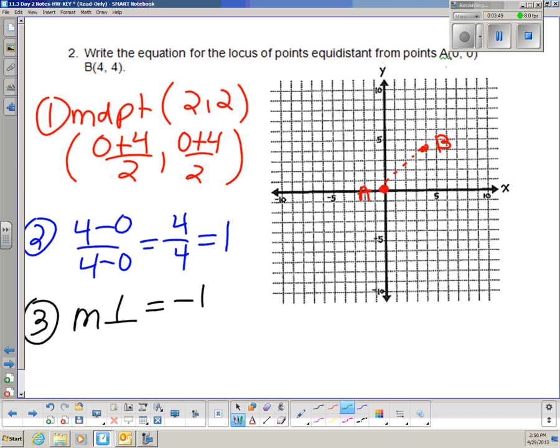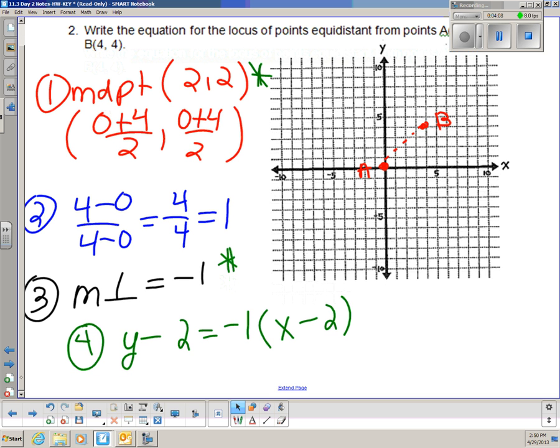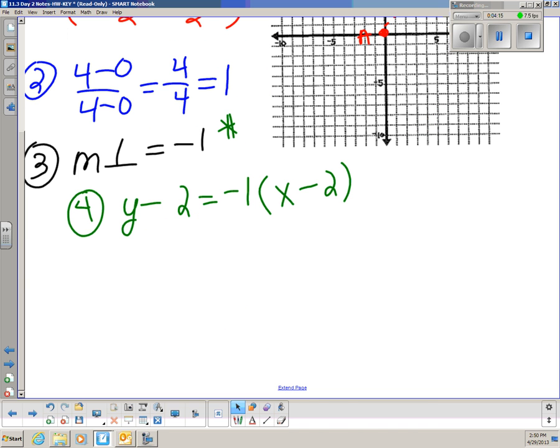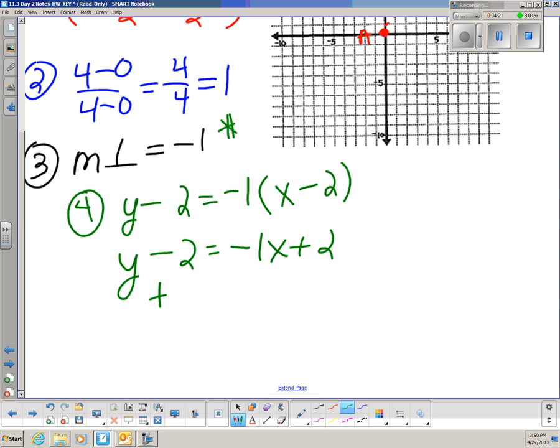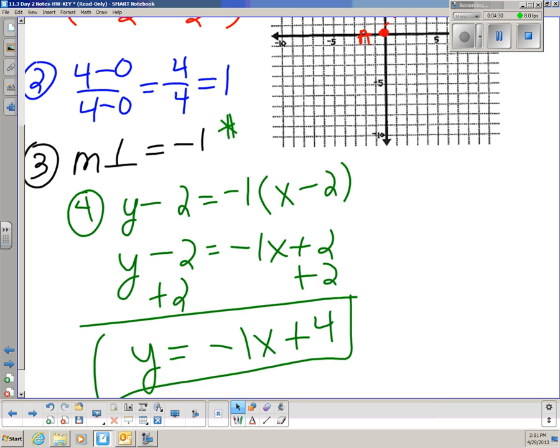And then lastly, we're going to do the equation of the line. I remember I do the point slope form, so I'm going to use this particular midpoint and this particular slope, and I'm going to say y minus 2 equals m times x minus 2. So this becomes y minus 2 equals negative 1x plus 2. Add 2 to both sides. And the equation of the line that's the perpendicular bisector of points A and B is y equals negative 1x plus 4. So what I want to actually do is graph that.